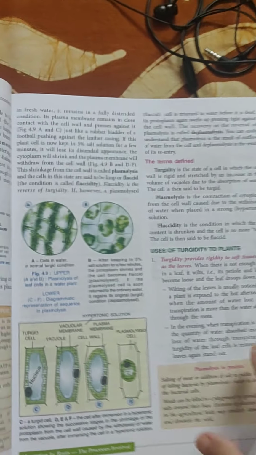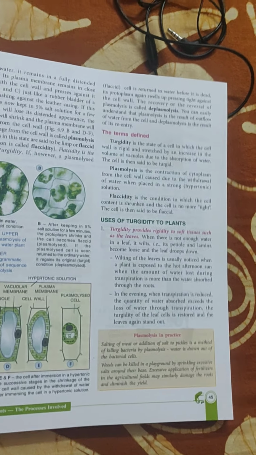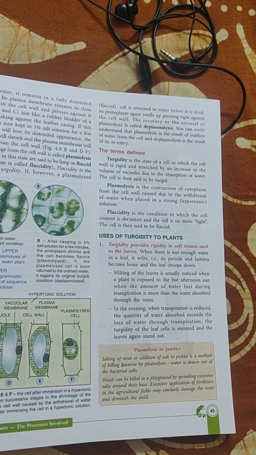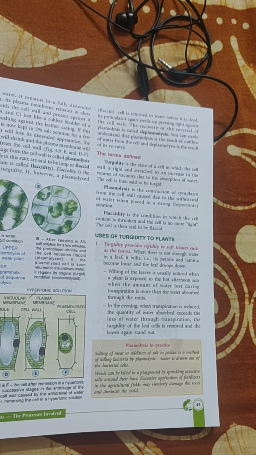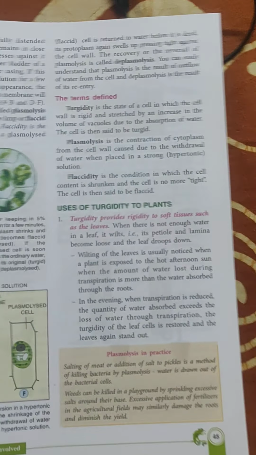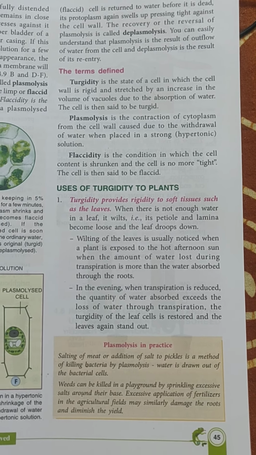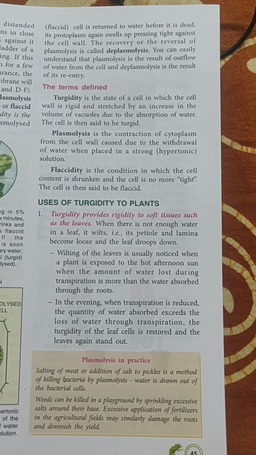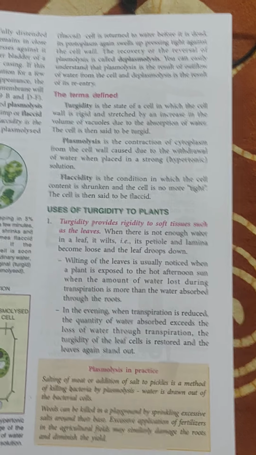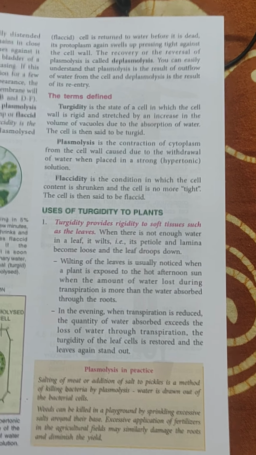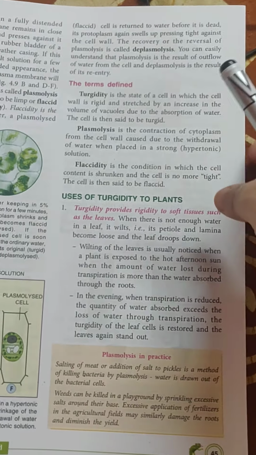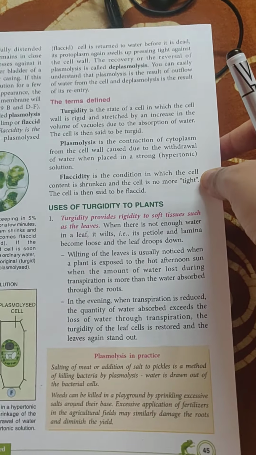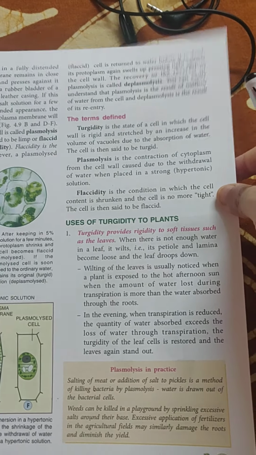Now, what are the uses of this turgidity to the plants? Turgidity provides rigidity to the soft tissues such as the leaves. Whenever you see the leaves are wilted, we can say that they are in a flaccid state. So, during hot afternoons, the wilting will take place because the water loss due to transpiration will be way more than the water absorbed by the roots. But during the evening, when the transpiration rate lowers, then it will again become turgid.